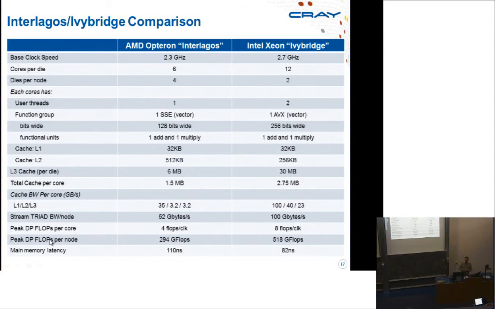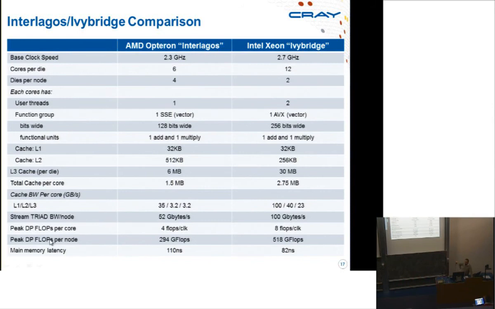Major improvement or major change is that each core will have one AVX unit, which we can do an add or a multiply on, which is 256 bits wide, which means that you've got 4 operations, so 8 floating point operations per clock, which gives us quite a significantly larger potential flops per node.